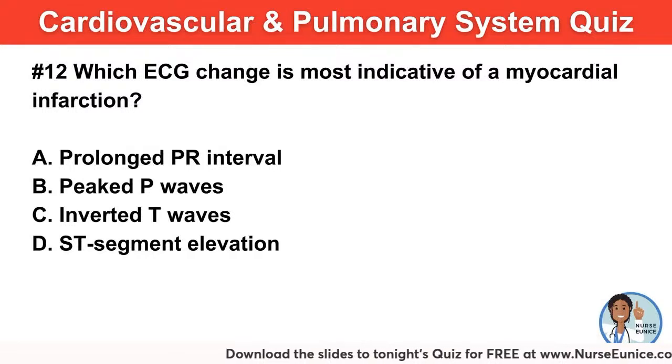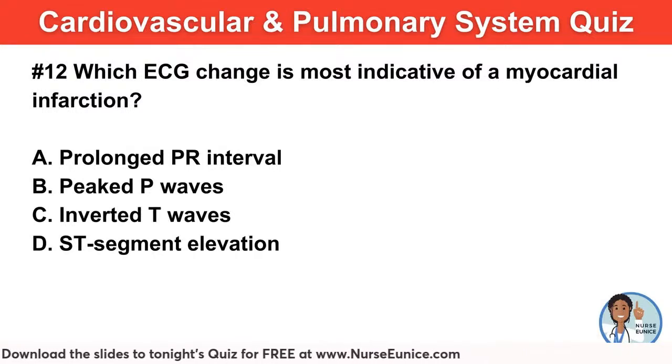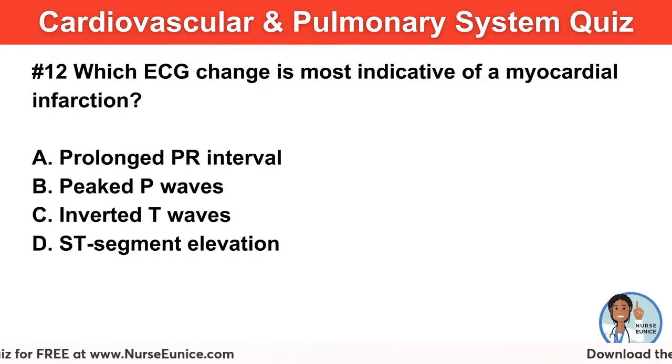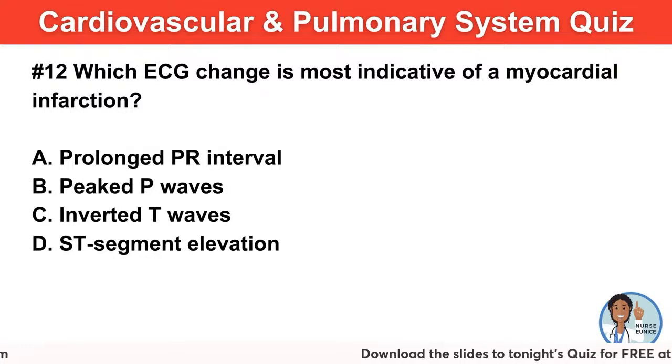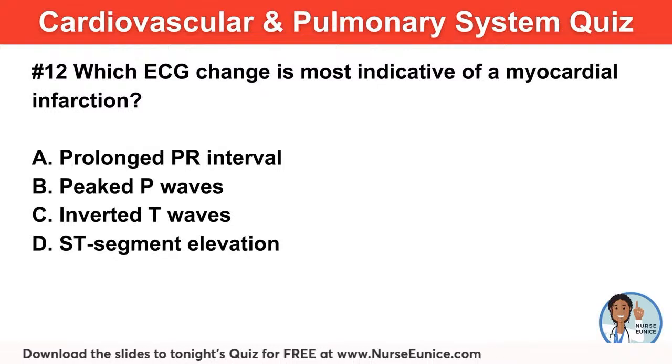All right, number 12. Which ECG change is most indicative of a myocardial infarction? We have prolonged PR interval, peaked P waves, inverted T waves, or ST segment elevation.